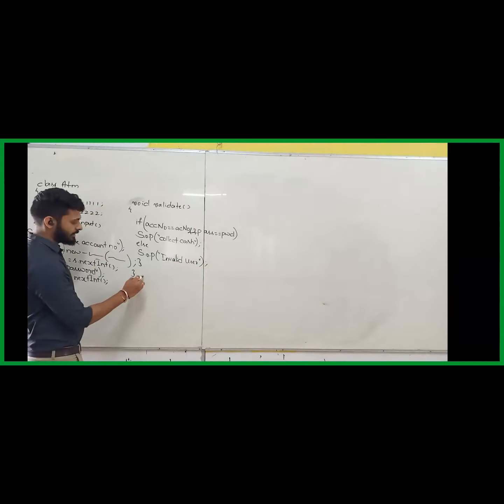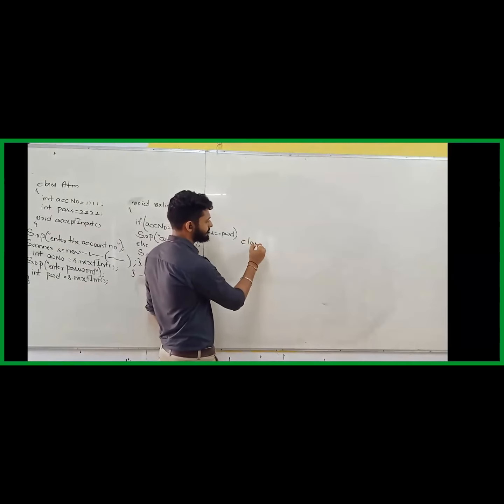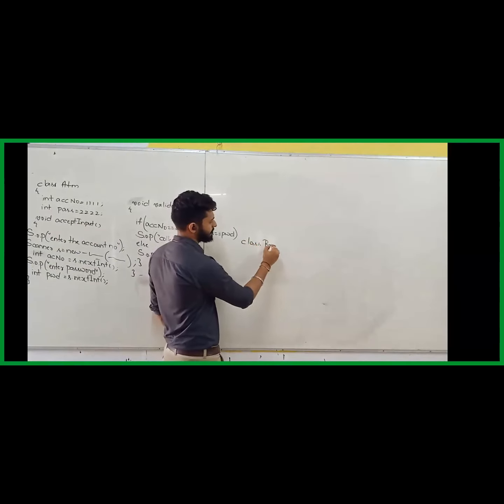If there is an ATM machine, definitely it comes under some branch only. Yes or no? So here I'll just say class. I should not say it here, for a reason. What is that reason? Later I'll say. Class branch.